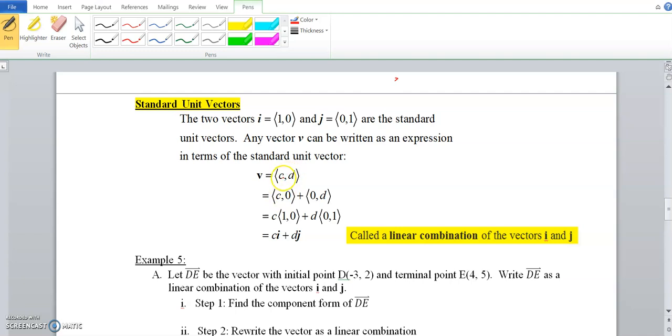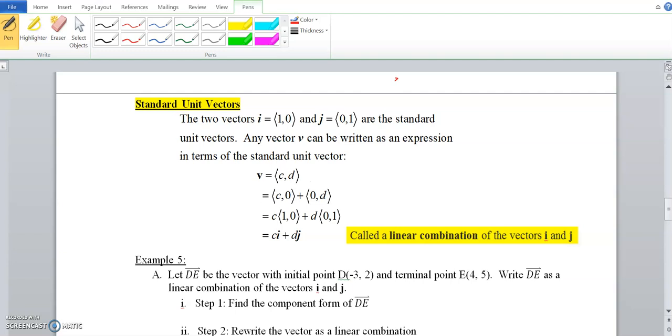We're going to split this component form into c, 0 and 0, d, because, think about it, c is the x component. So if we wanted to add these two vectors together, c plus 0 gives us c, and 0 plus d gives us d. So we've worked our way backwards to create a vector that, rather than one component, is two of them added.